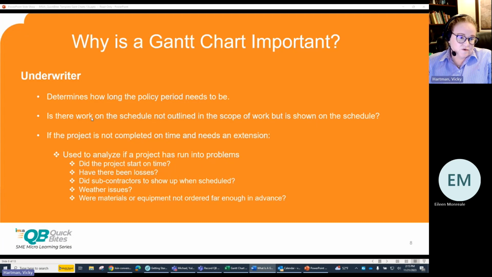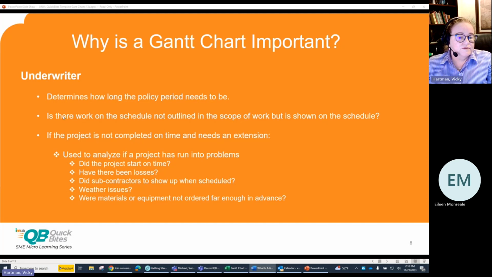The next group is the underwriter. The Gantt chart confirms to the underwriter how long the project period needs to be. The underwriter can also look to see if the scope of work shown on the application matches the work shown on the Gantt. In my earlier example, there was a boat dock over the water exposure that might not be something that you as the underwriter want to cover. Might not be in the application, but it's shown on the Gantt.